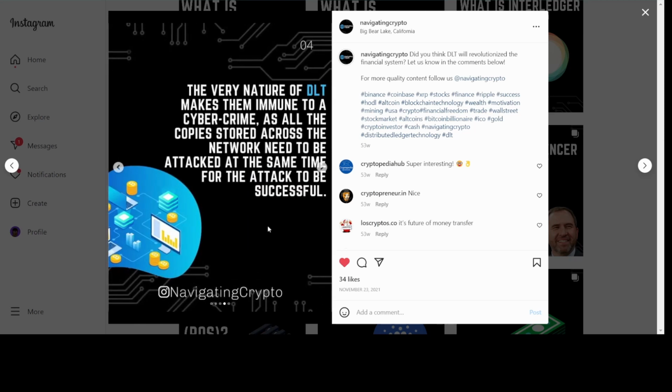And the very nature of DLT makes them immune to cybercrime, as all the copies stored across the network need to be attacked at the same time for the attack to be successful. So a DLT like Bitcoin is very secure in that way. It's really hard to attack it.